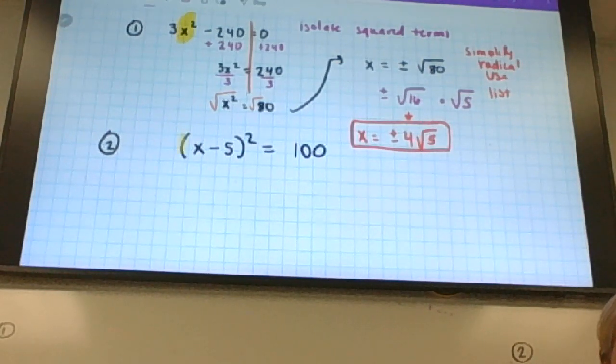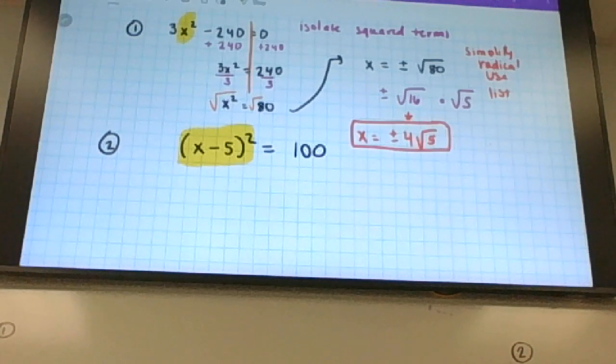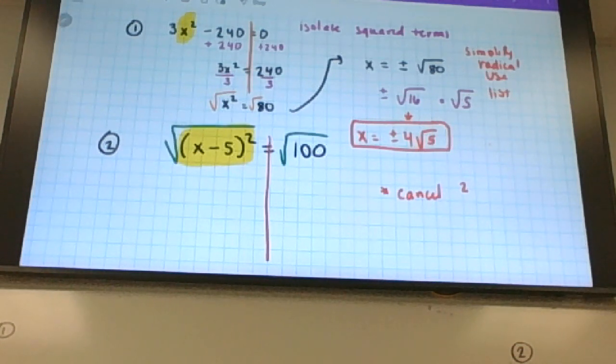Number 2, this whole thing is squared. There's nothing that's not squared over on the right side of the equal sign. So I need to cancel out this 2. We need to cancel out that little 2. To cancel it, I'm going to put a great big square root bar on both sides. The radical and the exponent are canceling each other.